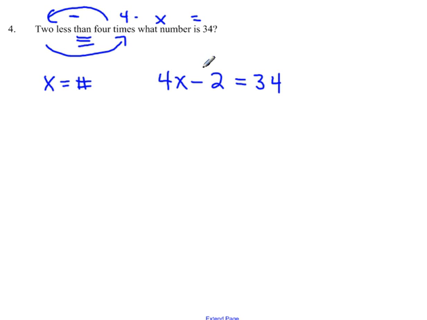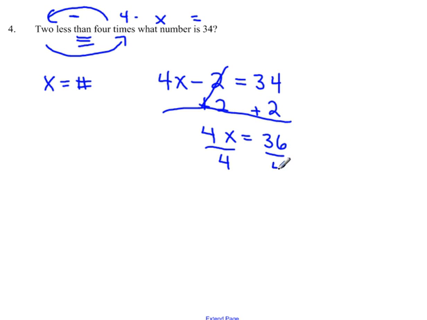We want to get rid of the minus 2, so add 2 to both sides. That'll get the x term by itself. So we get 4x equals 36. And now we need to get rid of this 4 that's being multiplied by the x. So to undo multiplication, divide. And the x's cancel to give you x equals 9.